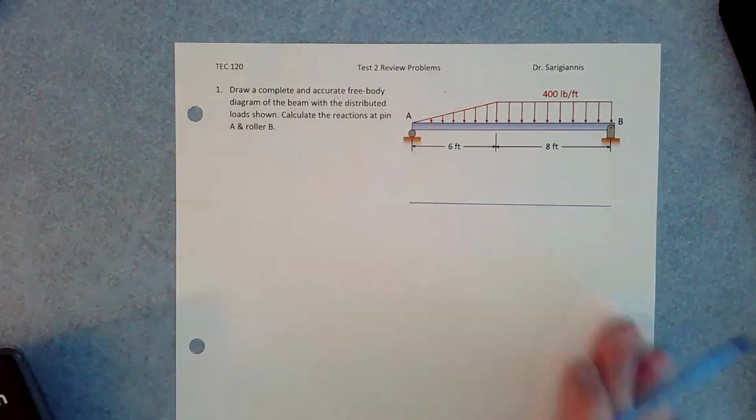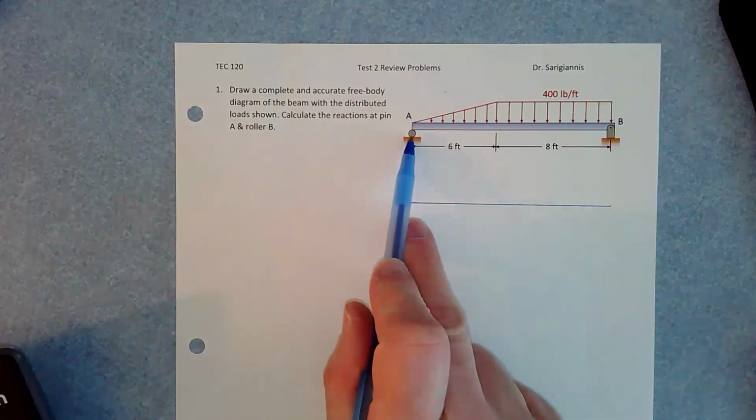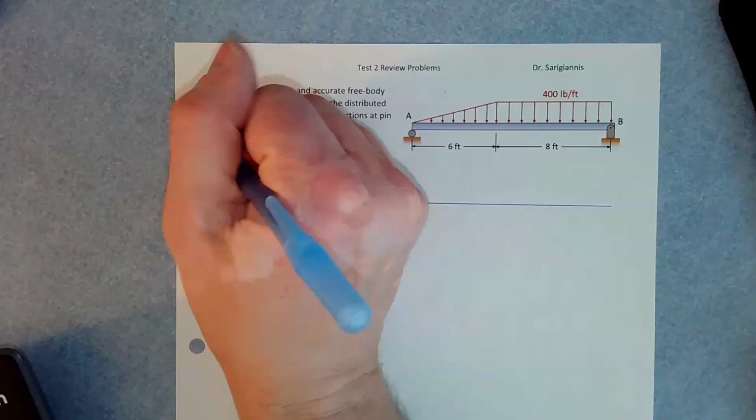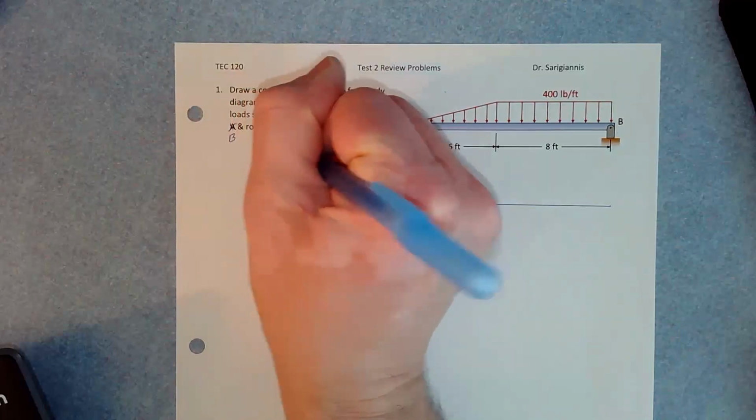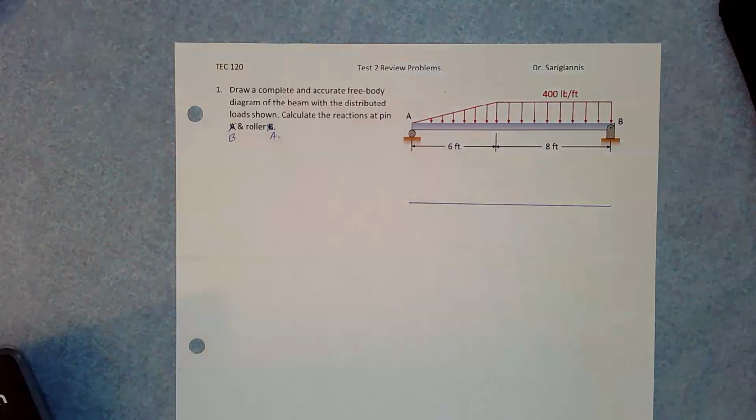Oh, I got these mixed up. So this should actually be roller A. So pin B and roller A. So that's what we're looking for.